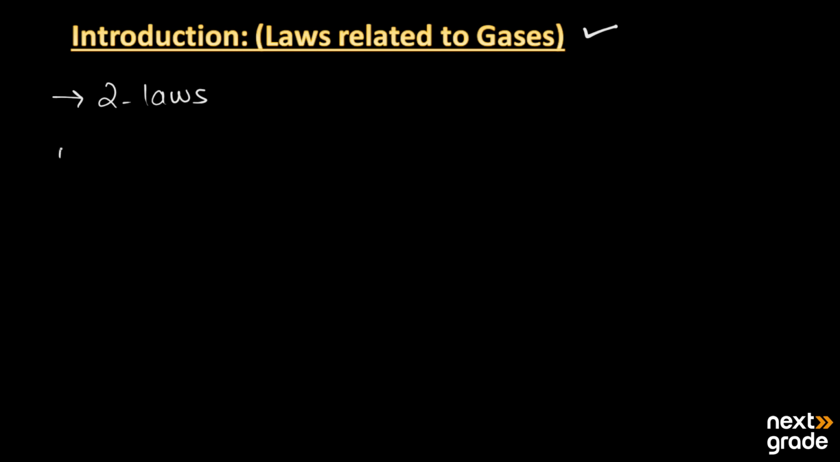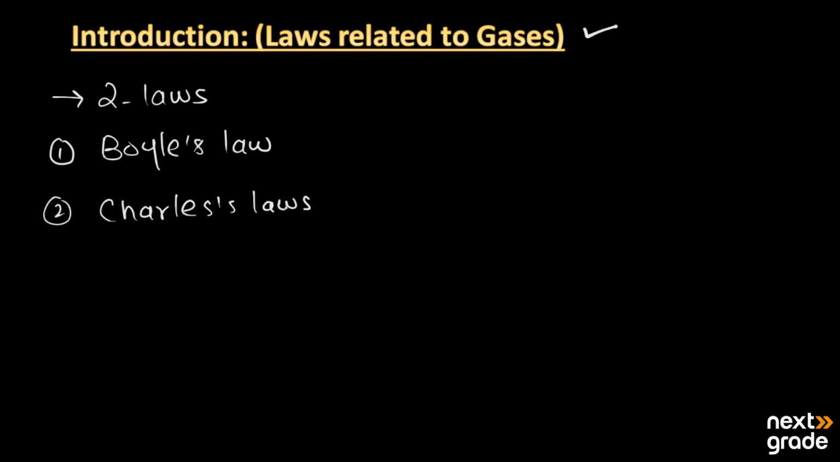Two laws. Number one is Boyle's law, and the second is Charles's law. These two laws were proposed by scientists, and they are related to gases. How are they related? Basically, they are about the behavior of gases, how gases act when we apply different conditions to them.